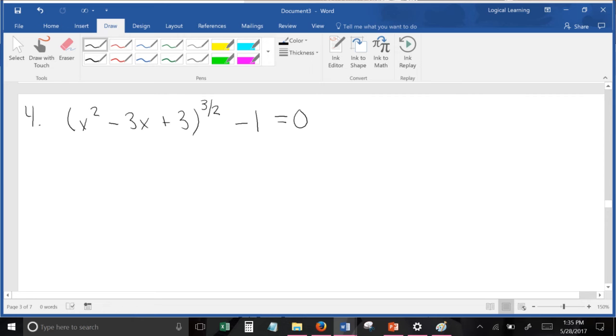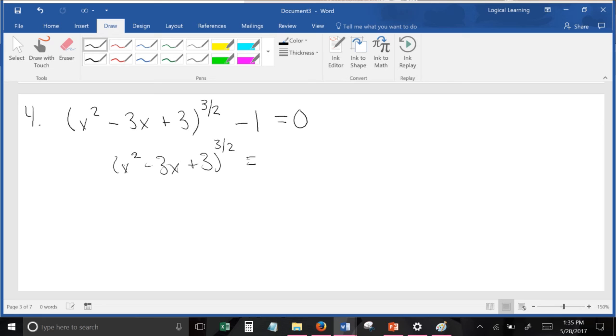Moving on to our final example, we have the quantity x squared minus 3x plus 3 to the 3/2 minus 1 equals 0. Now again, just like we did when we did the radicals, we want to have the radical on one side by itself so that when we squared it, it would cancel out. Same thing here. When we raise both sides to the reciprocal, we need the reciprocal to cancel out, which means we have to have that by itself on one side. So we're going to move the 1 over to the right side by adding 1 to each side.